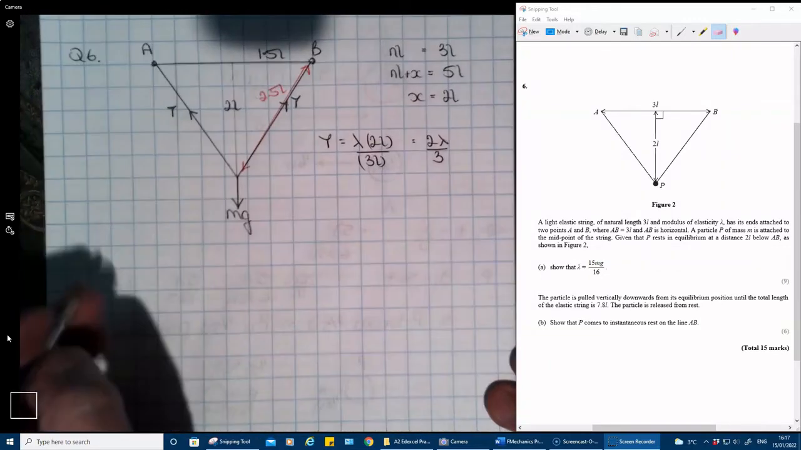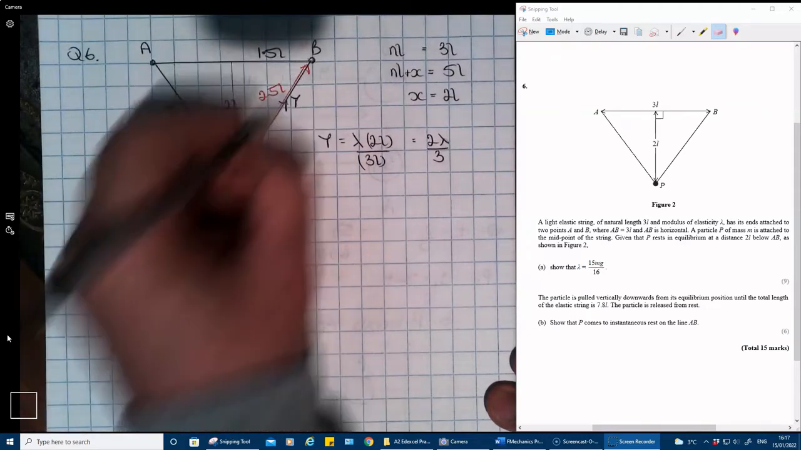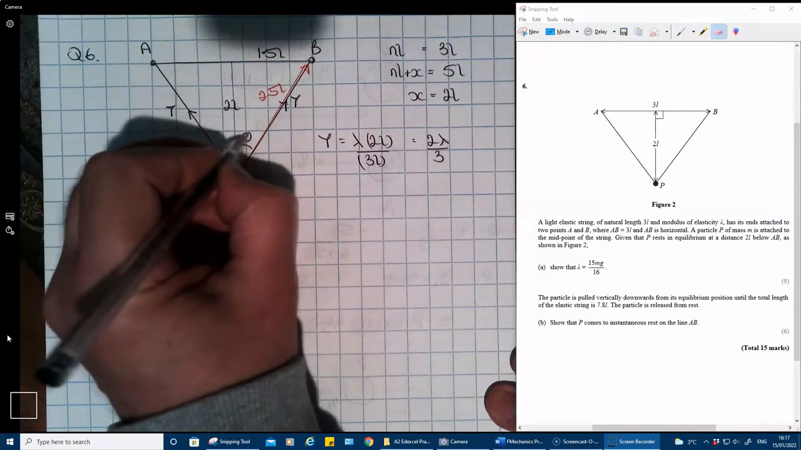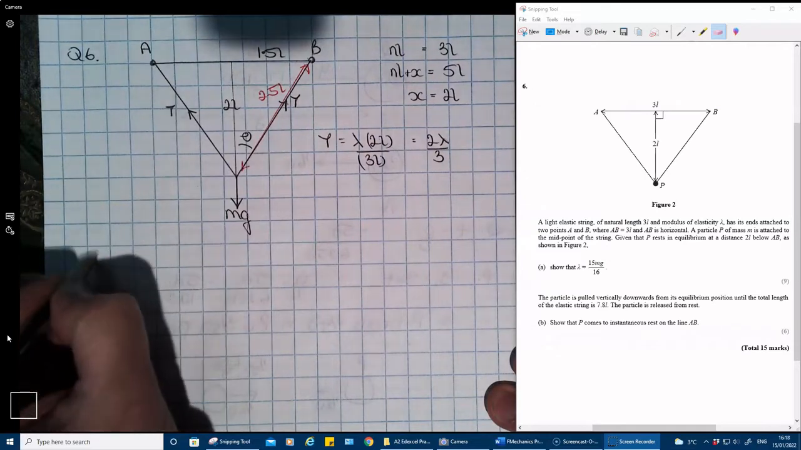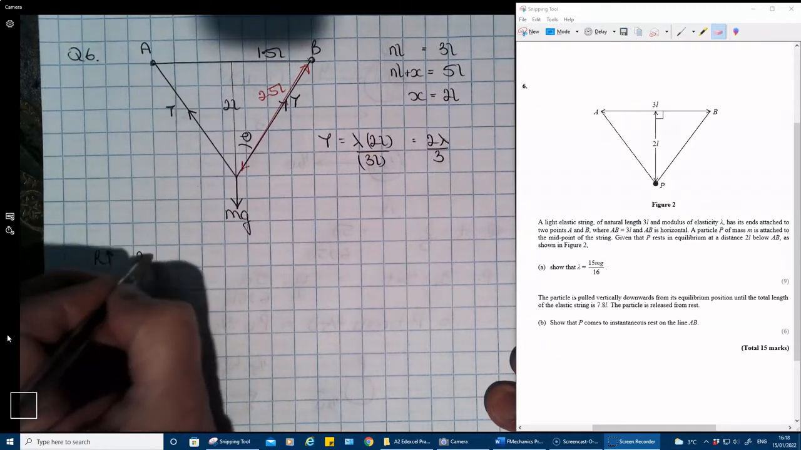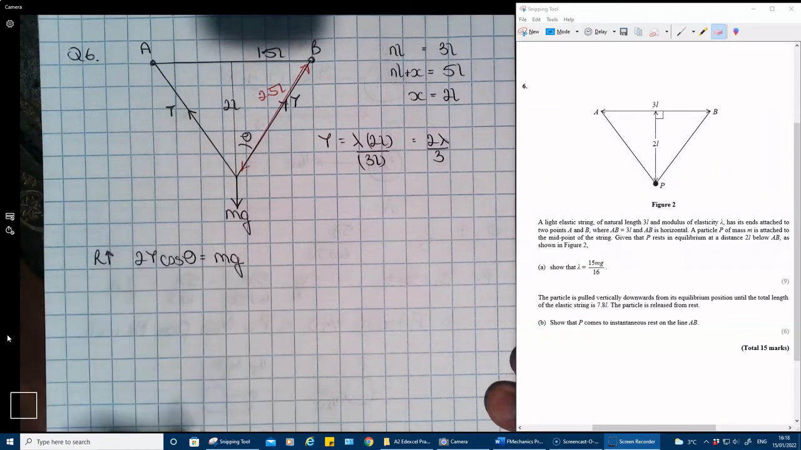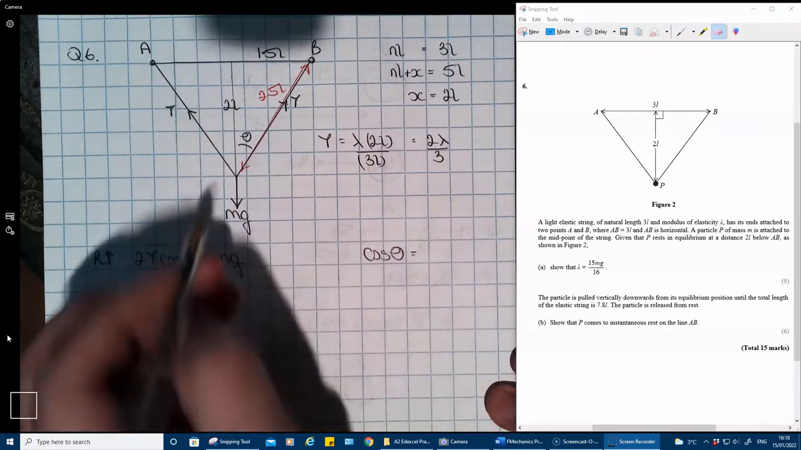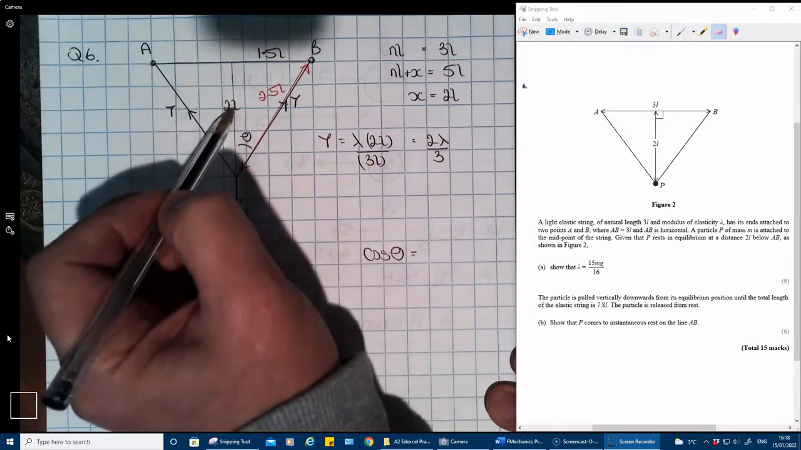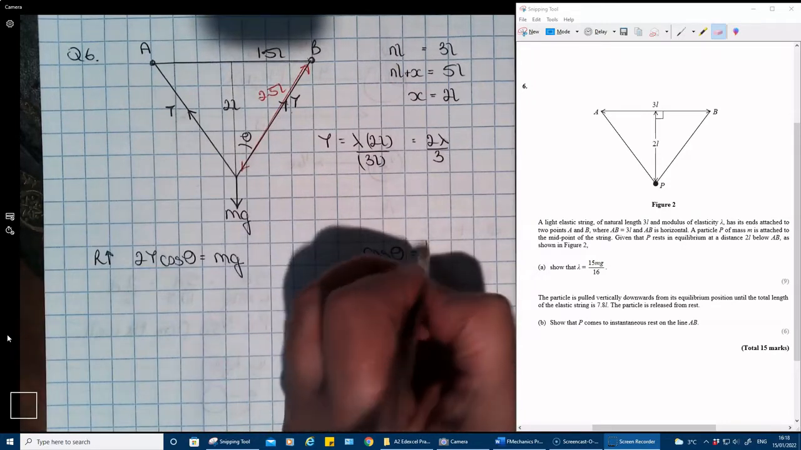Okay, so I know that if I look at forces, T cos theta will be the force up, and I've got 2 of those. So resolving vertically, I've got 2T cos theta equals mg. I know cos theta, I've got a note over here, cos theta is adjacent over hypotenuse, so 2 over 2.5, or 4/5.